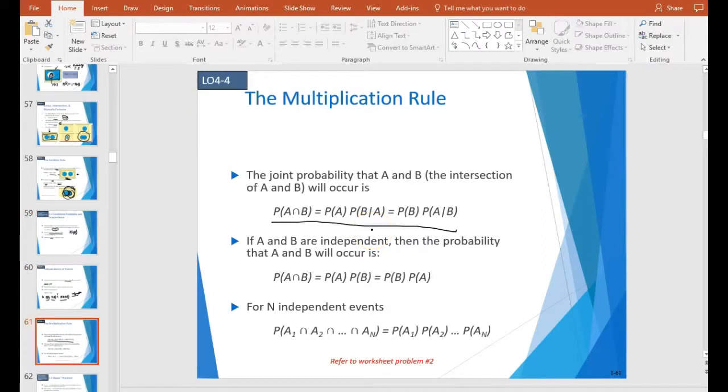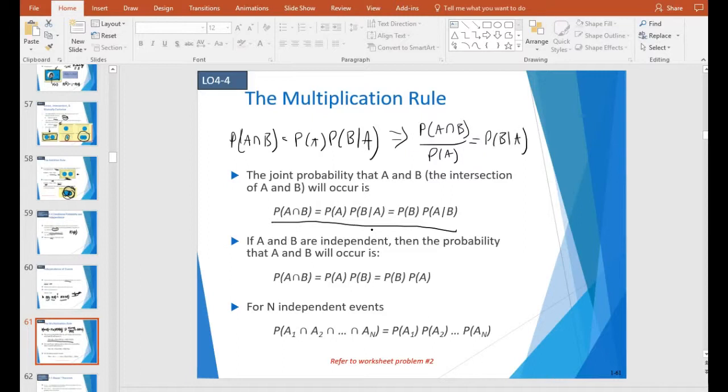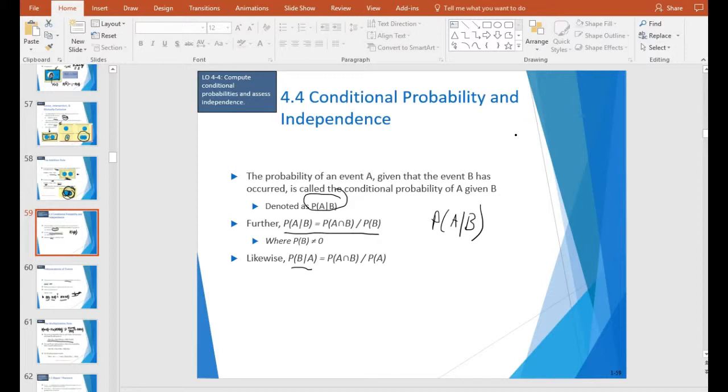If we go back here, I guess I'll write it right here. Probability of A and B is equal to the probability of A times the probability of B given A. And if we just divided the probability of A out of this, it would be the probability of A and B all over probability of A is equal to the probability of B given A. And that's our exact formula from down here.